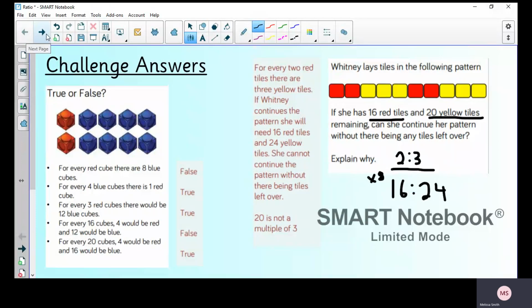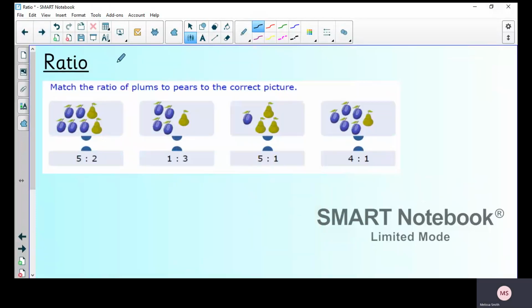So let's carry on with our ratio. First one is super easy. Match the ratio of plums to pears to the correct picture. So this should take you about 10 seconds to do. If we have a look, this first one has already been done for us, conveniently in the correct place.